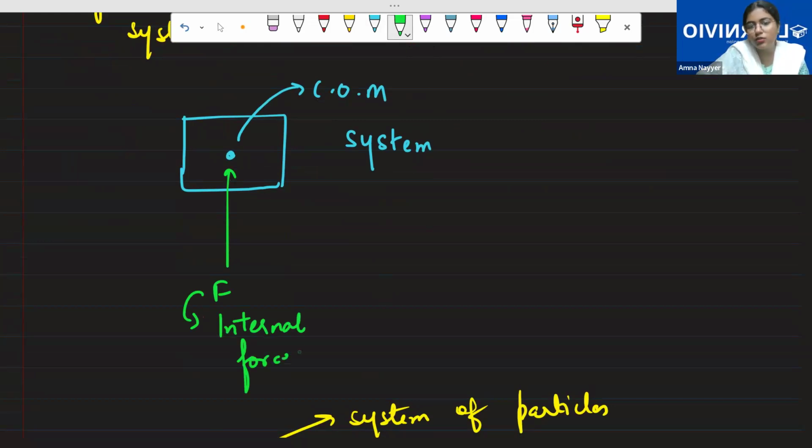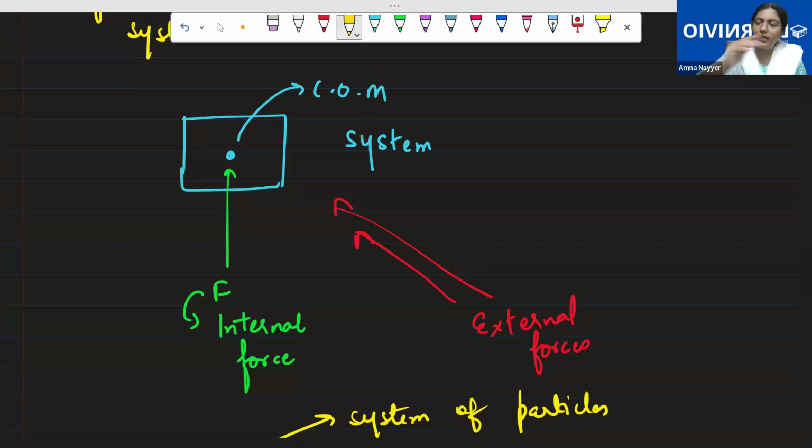This will be the internal force on your center of mass, because your center of mass is a part of your system. Internal forces are part of our system. And if there is any external force that comes onto the center of mass, it is termed as an external force. Internal forces will never change the center of mass because they are a part of your system, but external forces can shift the center of mass.